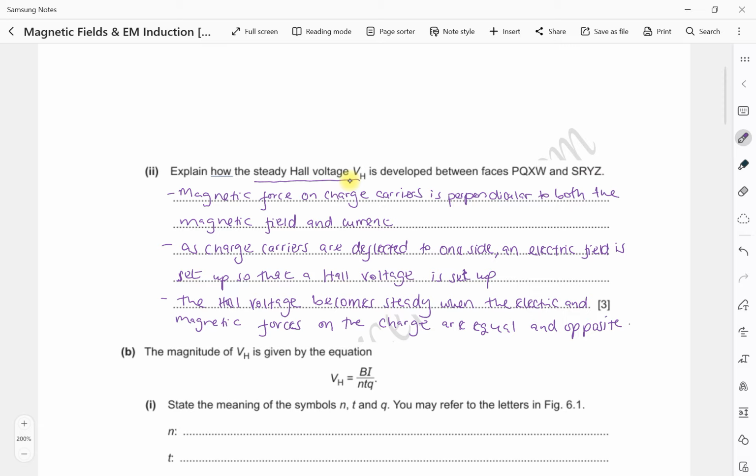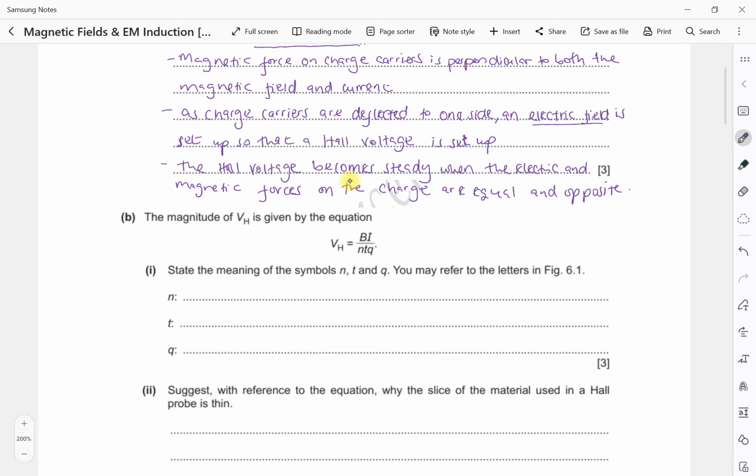So as the current flows perpendicular to the magnetic field, a magnetic force is experienced by the charge carriers. So the charge carriers are going to be deflected to one side, with the positive charge carriers on one side and negative charge carriers on the opposite side. It sets up what we call an electric field, and because there's an electric field, a Hall voltage is set up. This Hall voltage goes on accumulating and it becomes constant when the electric force, due to the set up electric field, balances with the magnetic force. It remains now constant.